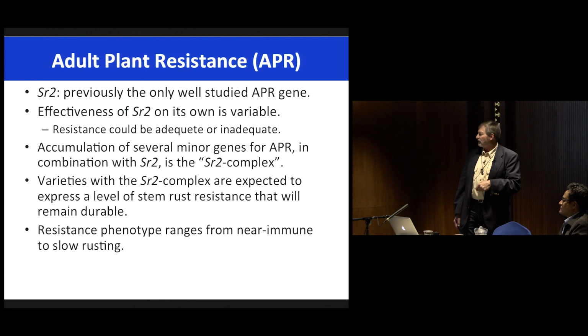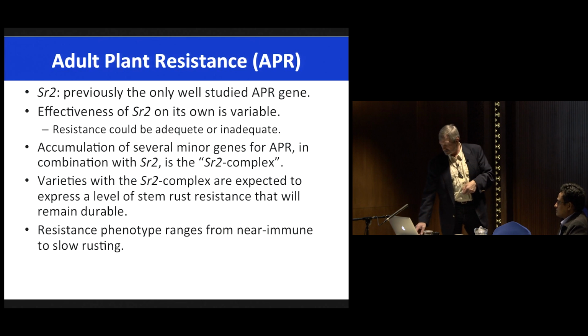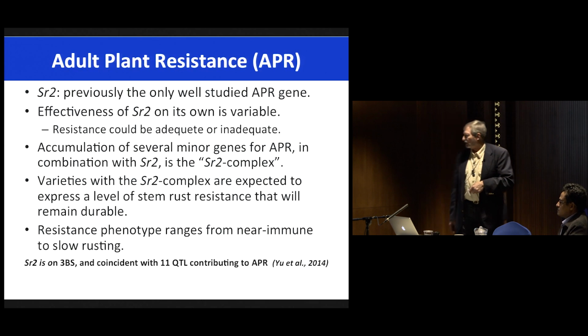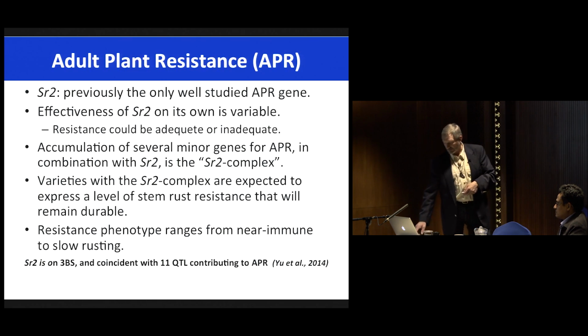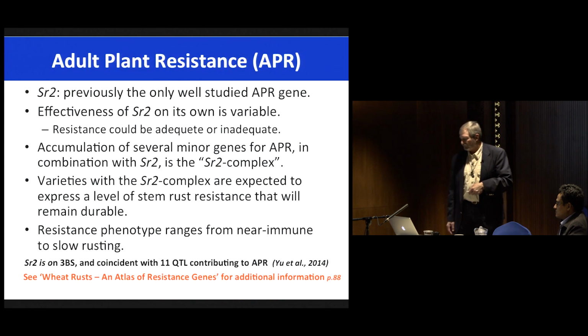Resistance phenotypes can range from near immune to slow rusting. And just to note that SR2 is on 3BS, and based on a publication by Yu et al. just recently in 2014, there are 11 QTL on that or near that locus that are contributing to adult plant resistance. So that may be some clue as to what this SR2 complex is. It's really not well understood at the moment.